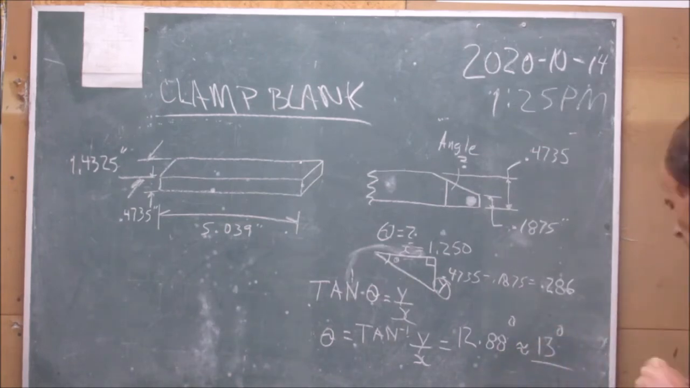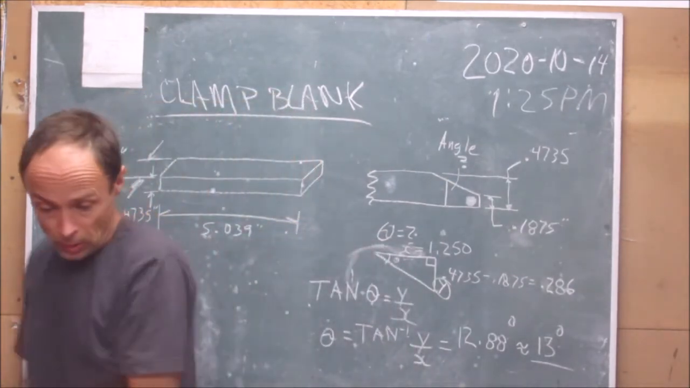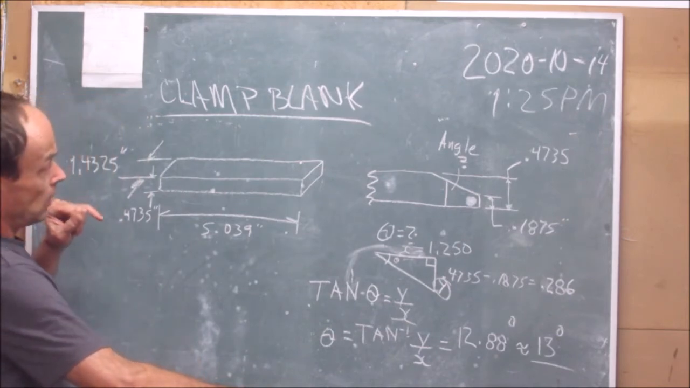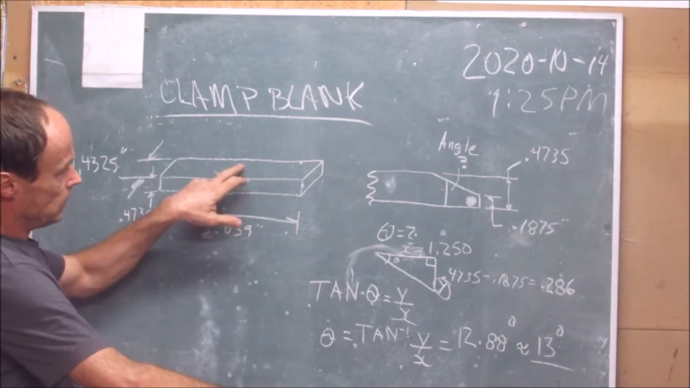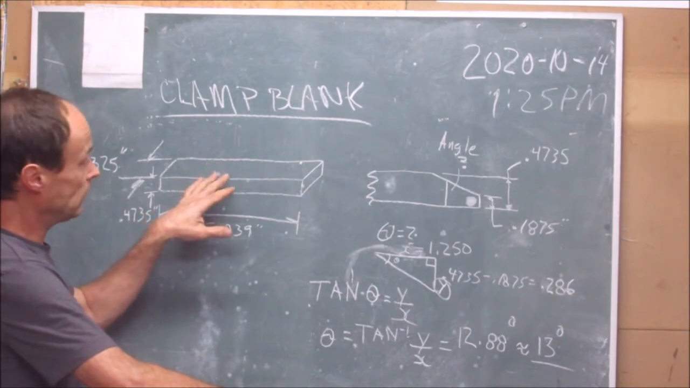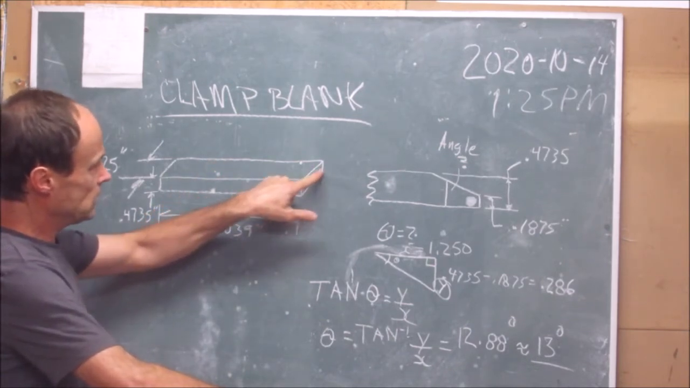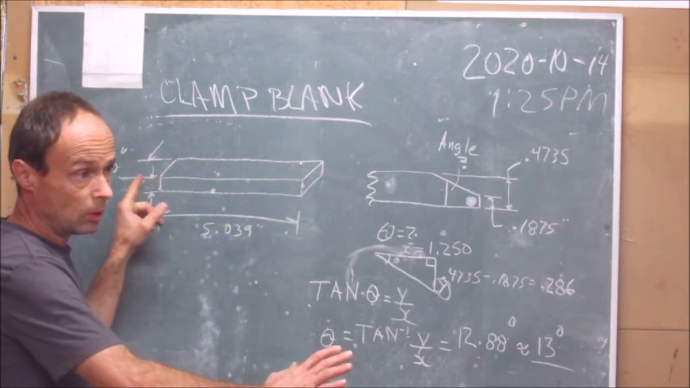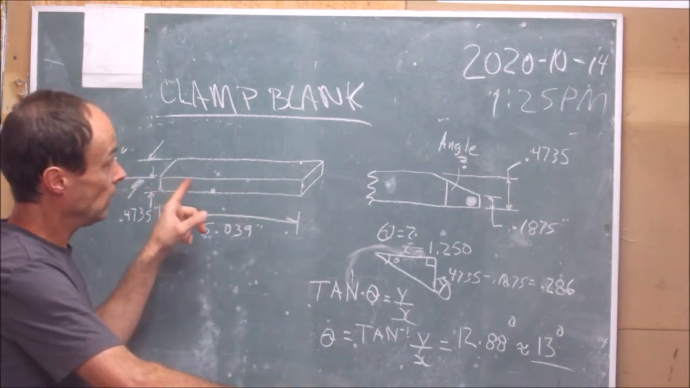So now, since I've surfaced this side, the underside, and the back side of my blanks, I'm gonna machine these ends with an end mill to make this exactly 5 inches long, okay.